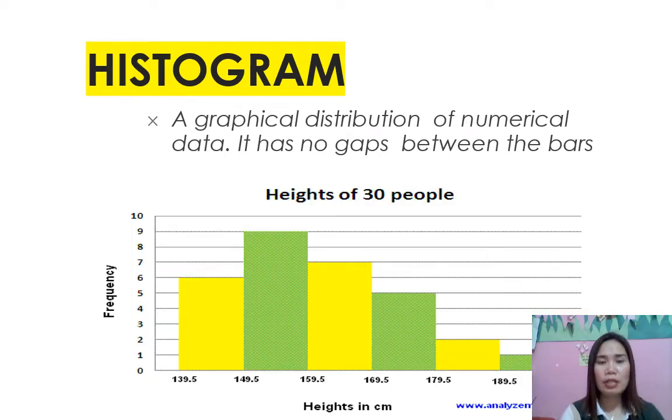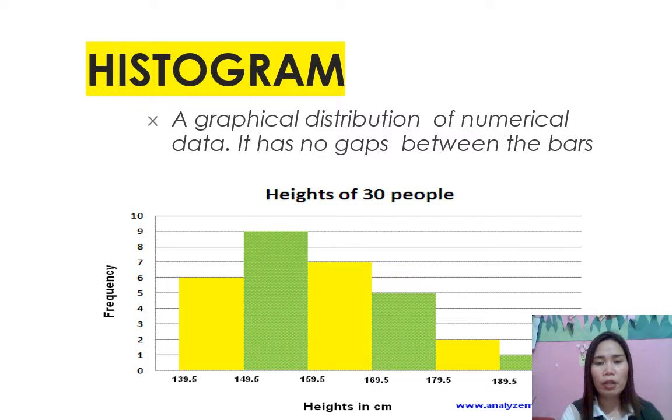So next is histogram. So it is a graphical distribution of numerical data. So it has no gaps between the bars. And also, it is similar in appearance to a bar chart, but instead of comparing categories or looking for trends over time, each bar represents how data is distributed in a single category.